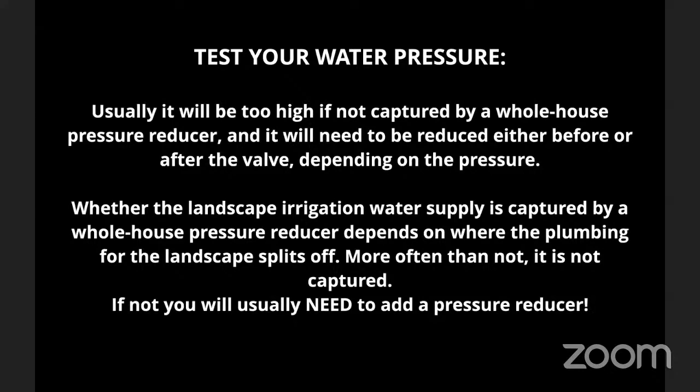Generally, those are on a house. They're not always there, but they're generally on a house before the water goes into the house. It's about a 50% chance whether your landscape irrigation water supply is already captured by the whole house pressure reducer, depending on how the plumbing was originally installed for the landscape. From what I've seen, it's probably greater than 50% that it's not captured. You will need to have a pressure reducer.